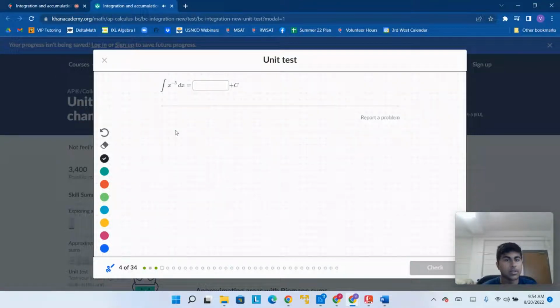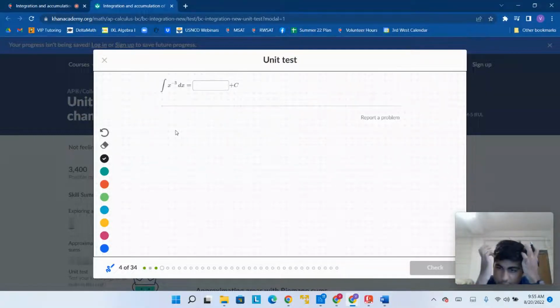Okay. So now we're trying to find the indefinite integral of x to the negative 3. So this is where we use the inverse power rule, right? So let's think about it in terms of a power, right?